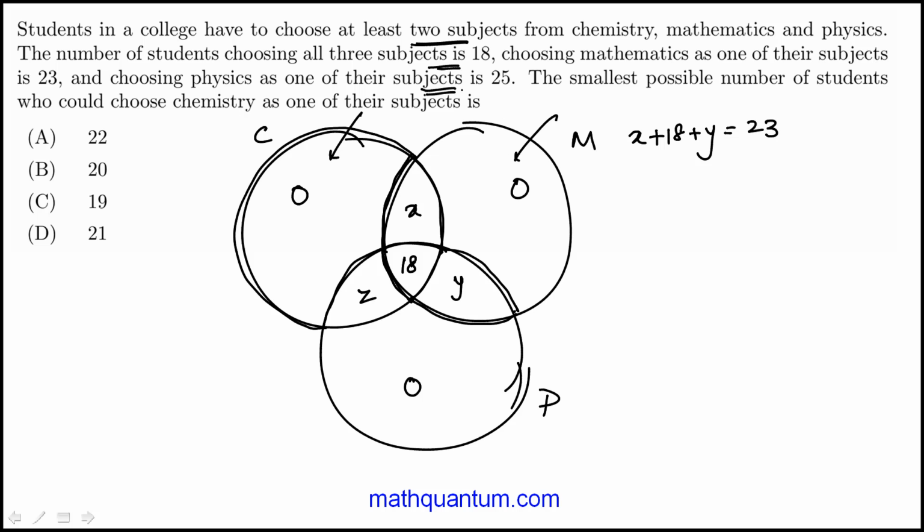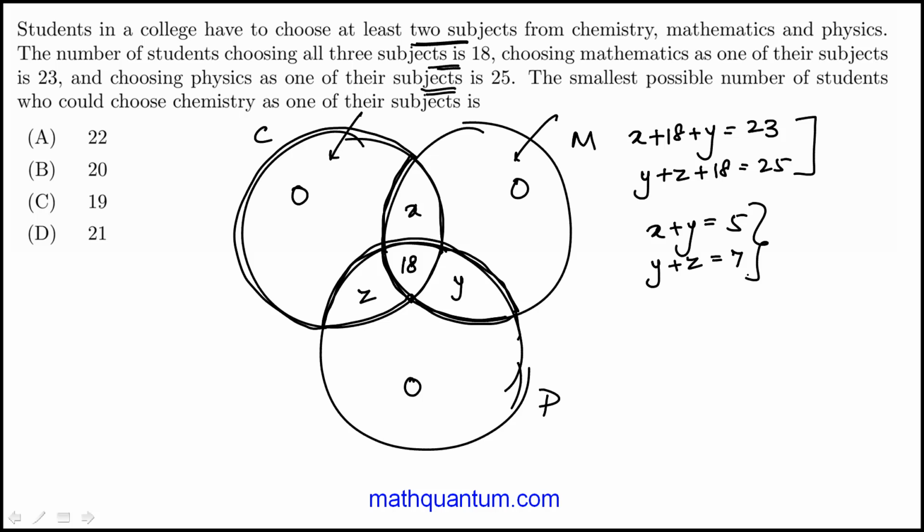And then similarly for physics, which is this region here, we have y plus z plus 18 is 25. So if I can simplify this, x plus y is 5, y plus z is 7. So these are my 2 equations. And then the question is smallest possible number of students who would choose chemistry as one of their subjects. So we're really looking to minimize x plus z plus 18. So this is our objective.